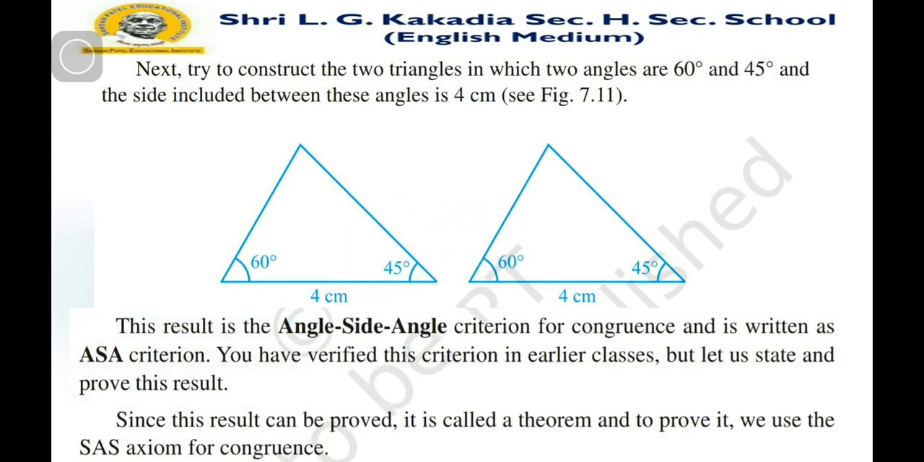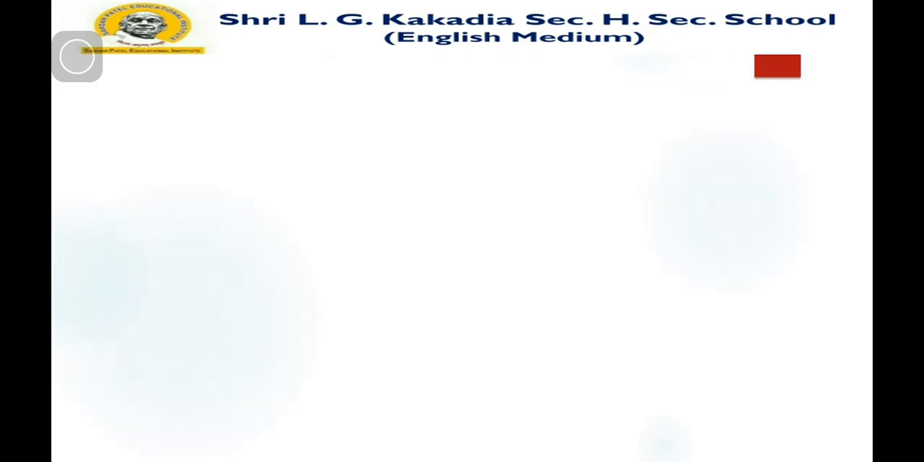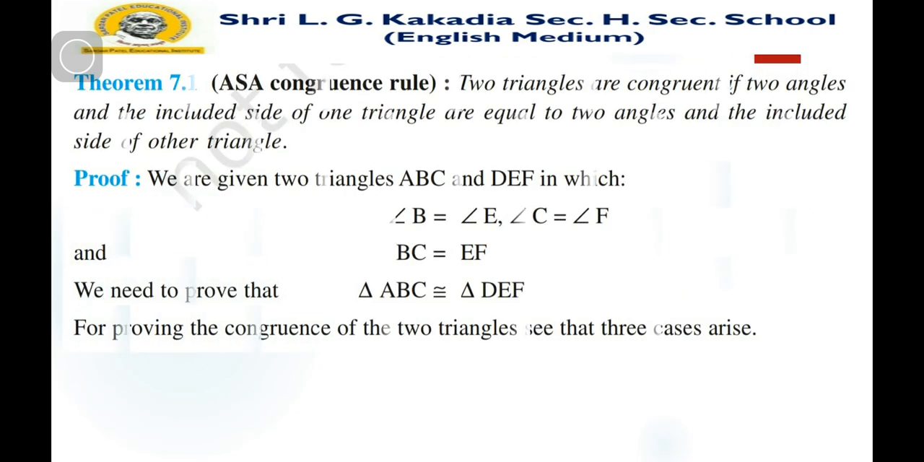So this result is the angle side angle criterion for congruence, and it is written as the ASA criterion. You have verified this criterion in earlier classes, but let us state and prove this result. We are going to prove this result, and it is theorem number 7.1. We are going to use the SAS rule here. So theorem number 7.1, ASA congruence rule.